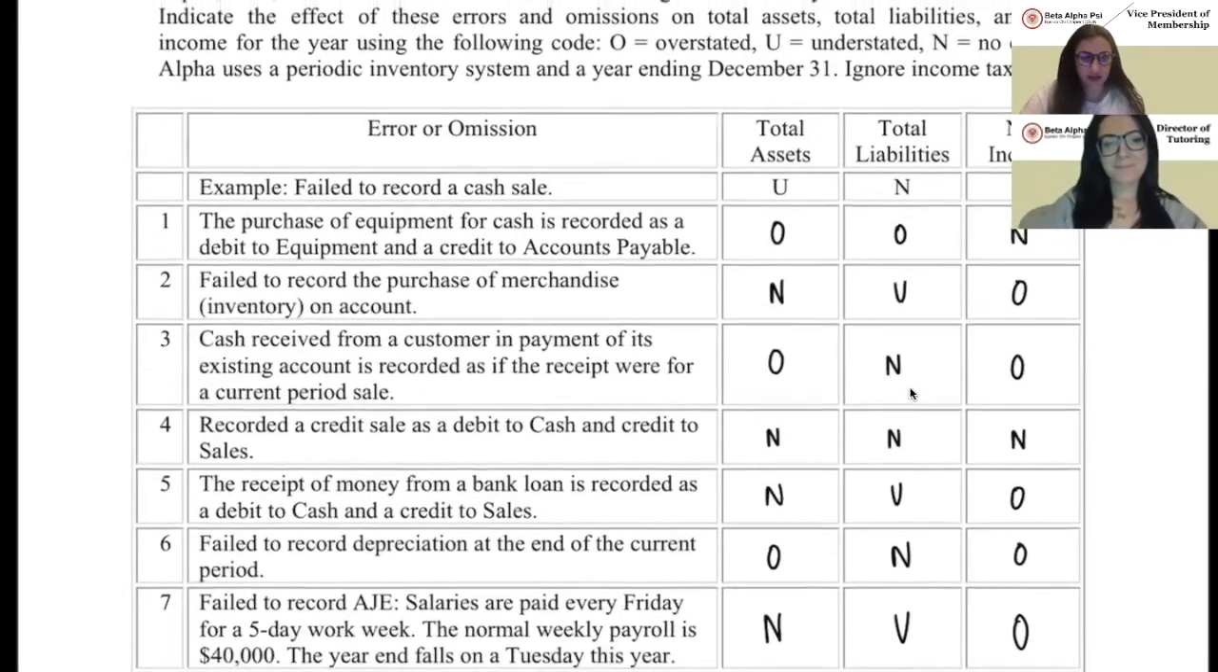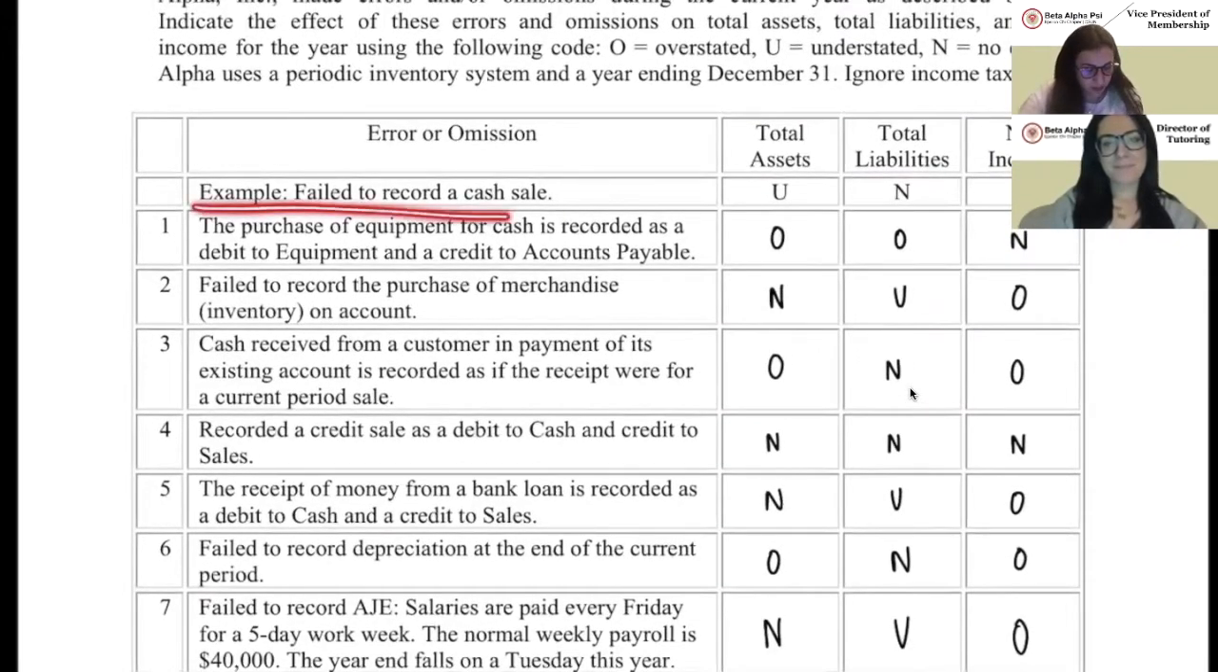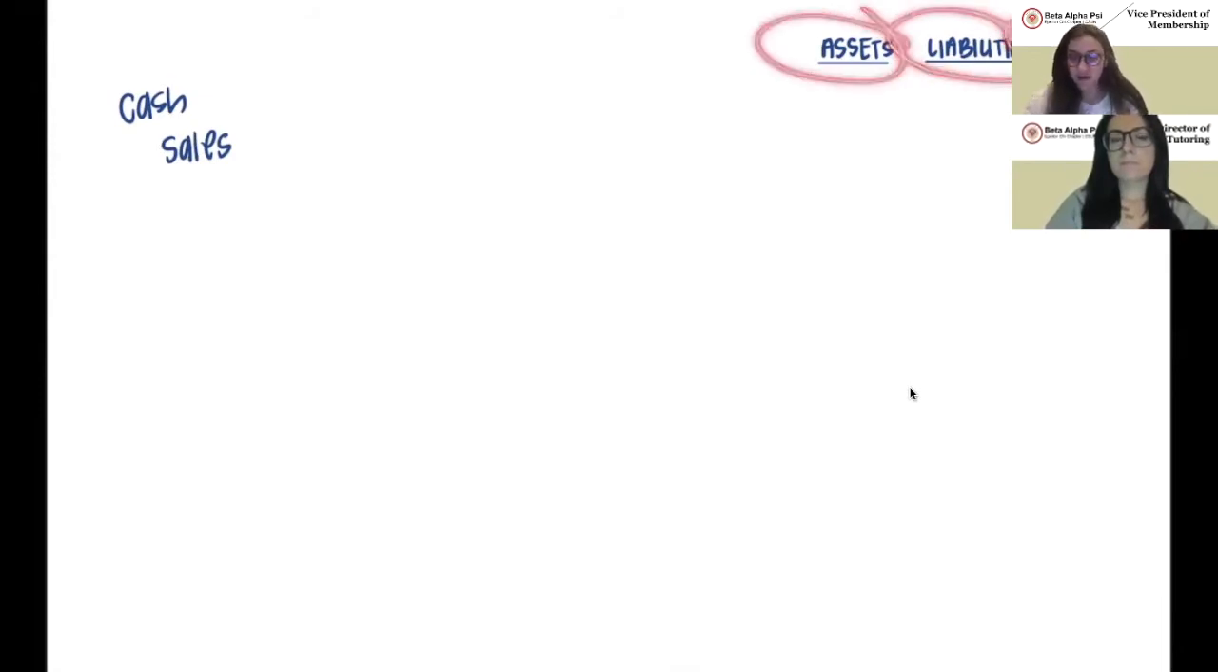So this first one is just an example, not number one, so we'll be looking at this one. So we failed to record a cash sale. I'm going to be doing this with some different techniques, whichever one works best for you. So I'll be doing some journal entries and then we'll go from there. So if they failed to record a cash sale, they should have debited cash and credited sales, but they didn't do this. Now we're going to look at each account and see which of these they might affect.